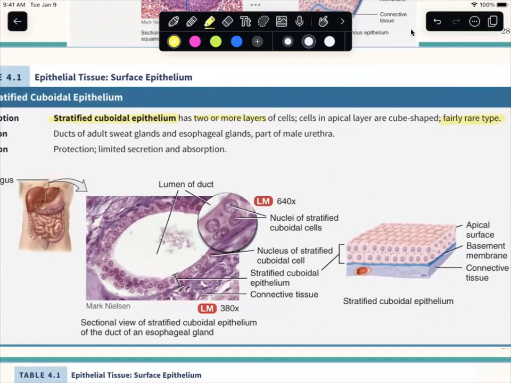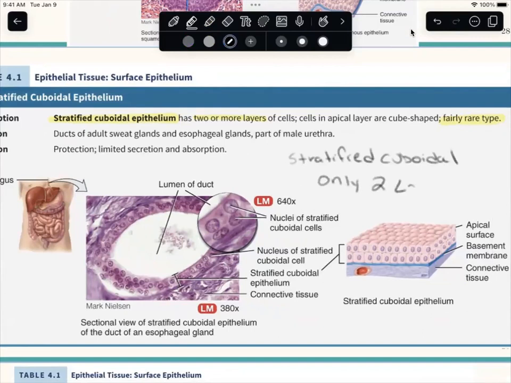You're only going to find stratified cuboidal with 2 layers. This will help you identify stratified cuboidal versus something else, which I will show you when we get to it. So, sweat glands are going to have these 2 layers of cells. Esophageal glands are helping things travel down that esophagus, and then in the male urethra.